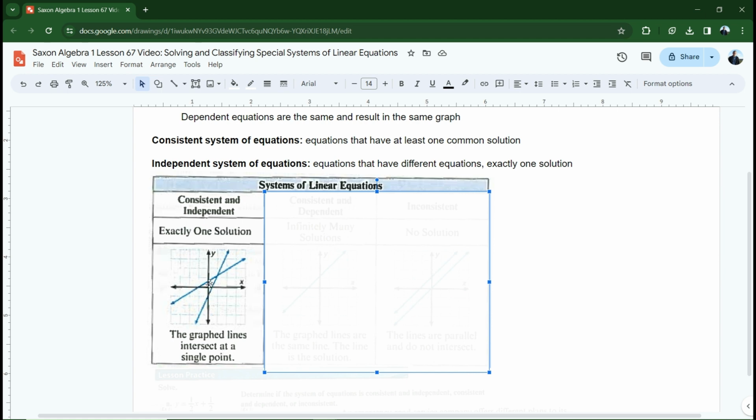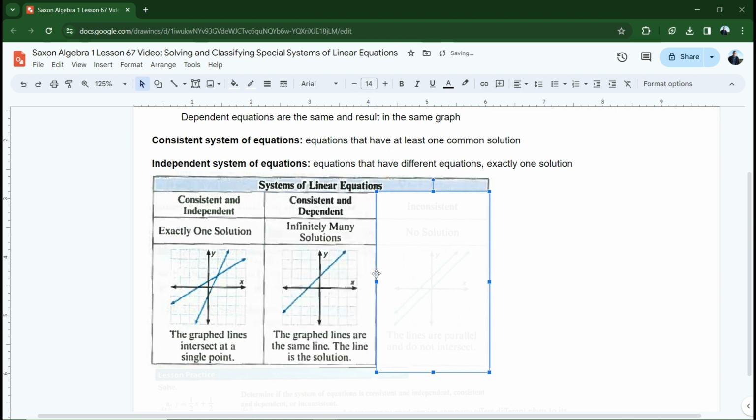So, this would be a consistent and independent example. Next, we're going to look at consistent and dependent. If we have two graphed lines that are right on top of each other, those would be consistent and dependent, because the graphs are actually of the same line and they intersect at every point.